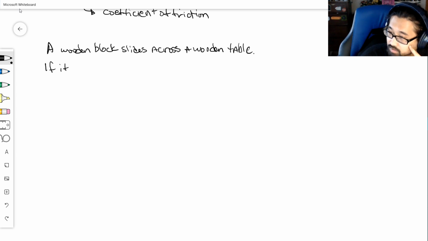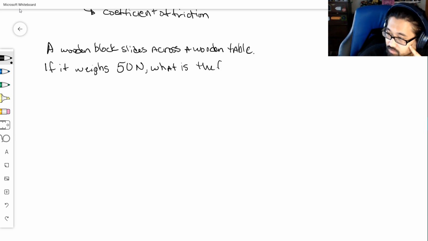If it weighs 50 newtons, what is the force of friction between the objects? I'm just going to say the objects. They would say the block and the table, but I'm growing impatient with my inability to write words.